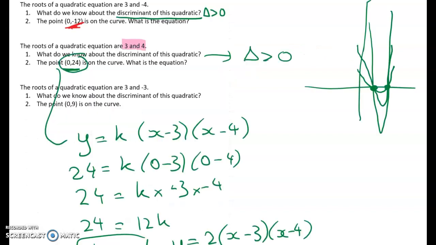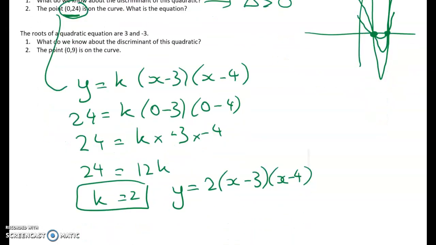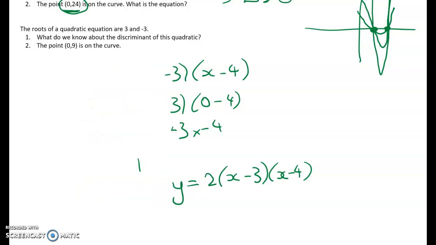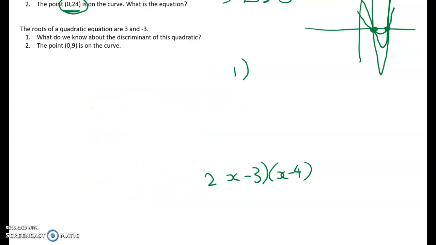Right, just back to that very last one, and that'll be all for now. Okay, the roots of a quadratic are 3 and -3. What do we know about the discriminant? There are two roots, so the discriminant is strictly positive. And the point (0, 9) is on the curve.